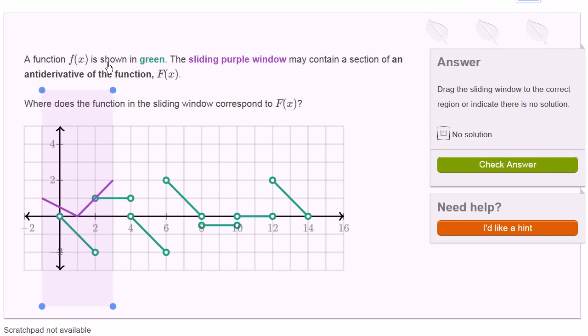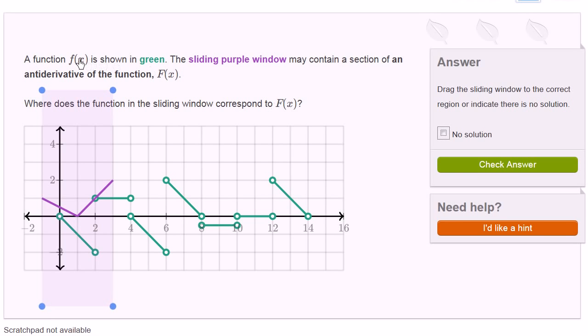The function f of x is shown in green. The sliding purple window may contain a section of an antiderivative of the function f of x. So essentially it's saying this green function is potentially the derivative of, or part of this green function is potentially the derivative of this purple function. And what we need to do is find where the function in the sliding window corresponds to the antiderivative of our function. The antiderivative of f of x we usually write as big F of x.